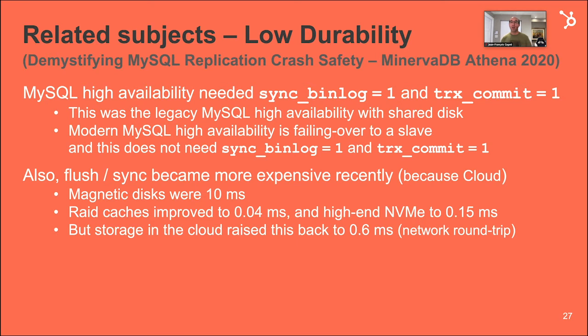Also, flushing to disk improved in the past. Magnetic disks were 10 milliseconds. We had RAID cache that were very fast and good SSDs that were also fast, like 0.04 millisecond and 0.15 millisecond to put data persistently on disk. But the cloud came, and in the cloud, putting something reliably on disk is a network round trip.